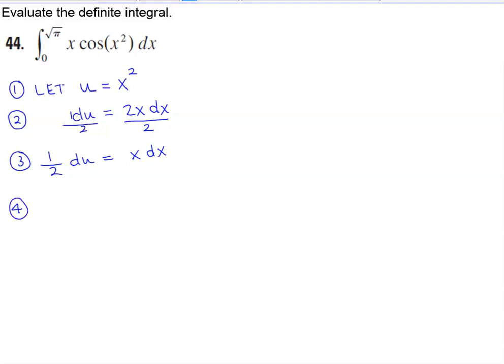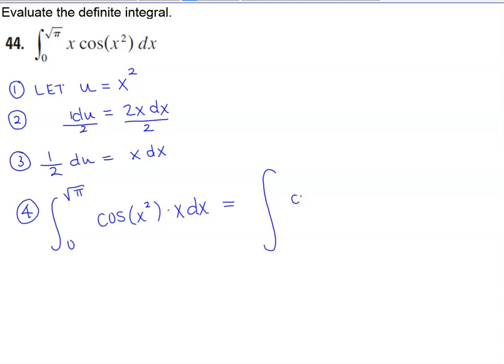So now we're going to write the original question. So it's going from 0 to the square root of pi times the cosine of x squared times x dx. So that becomes the cosine of u, and then x dx is 1/2 du.